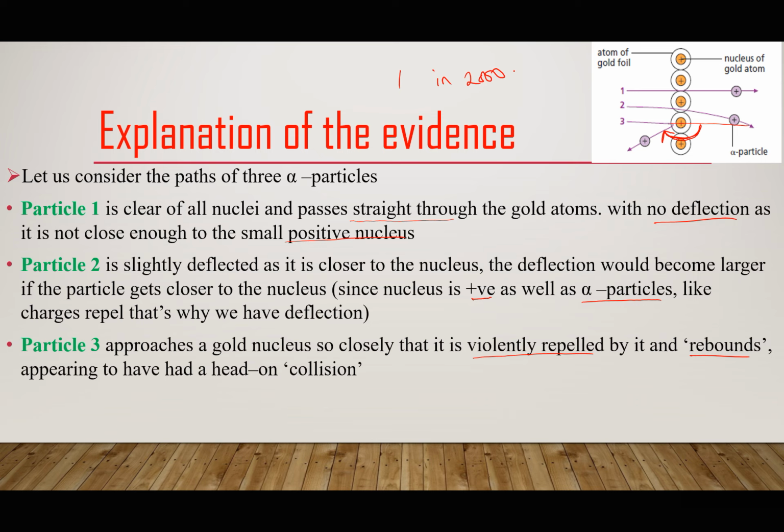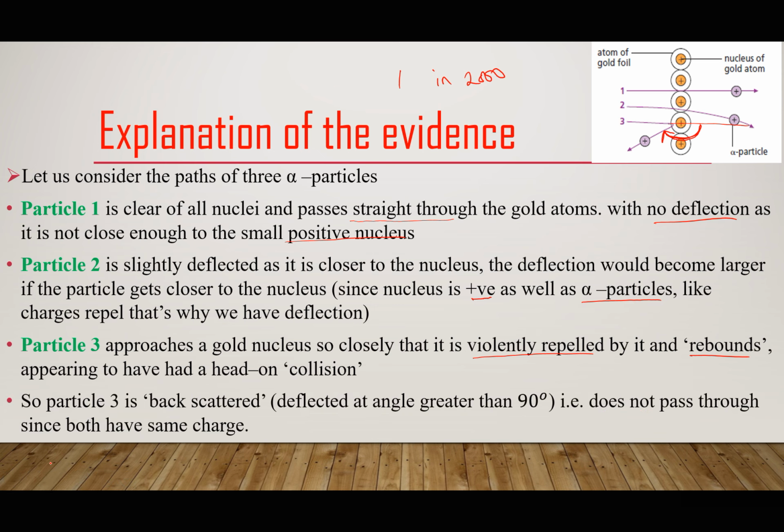But remember, the nucleus is where the protons and neutrons are found. That means most of the mass of the atom must be concentrated at this point in a very small volume. So particle 3 is backscattered, that is deflected at an angle greater than 90 degrees. It does not pass through since both have the same charge. So particle 3 is repelled and deflected through a large angle greater than 90 degrees.